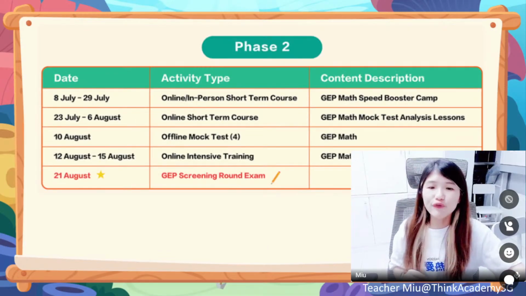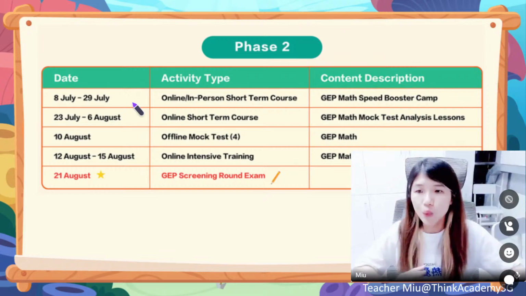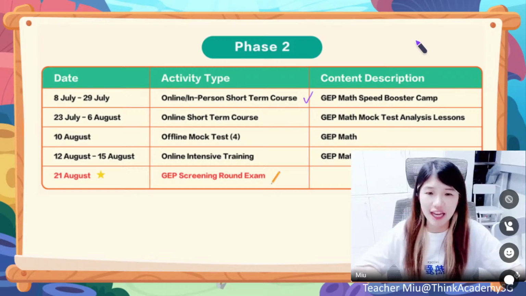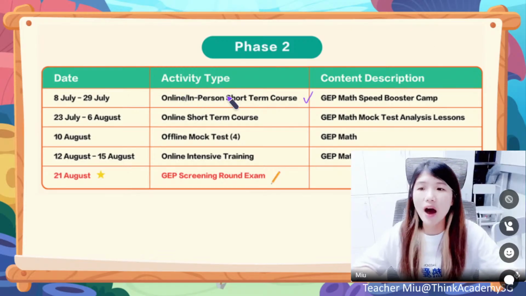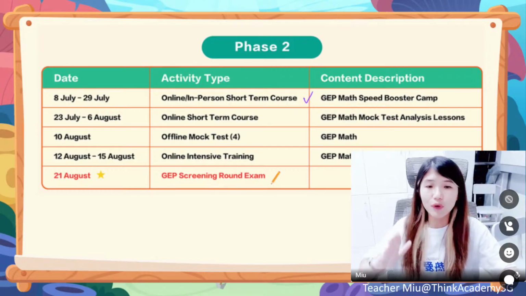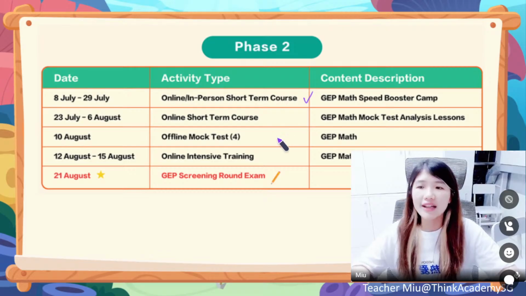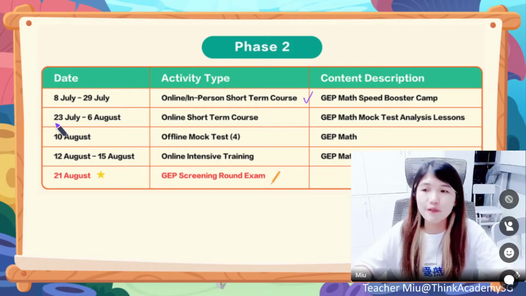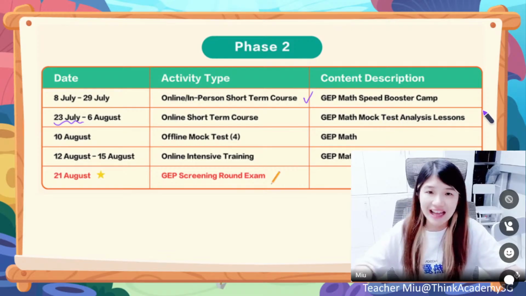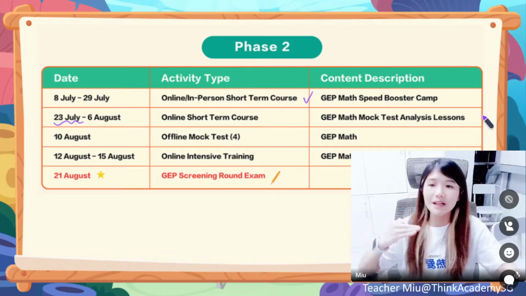Phase two will be more intensive for the preparation of GEP, with upcoming short-term courses on speed training. The speed training will be online and in-person classes at the same time. Later we will open the enrollment for the short-term courses. And there will also be upcoming short-term courses starting from the 23rd of July, which will be the mock test and the analysis lesson. Next week we will open the registration.